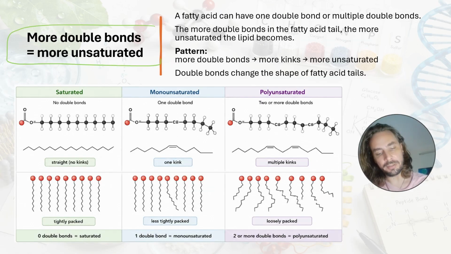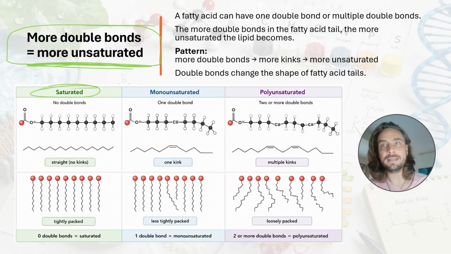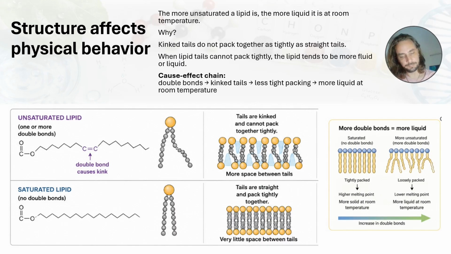Okay, so this structure helps us to determine the lipid properties. The more double bonds means it's more unsaturated. So this is saturated, meaning it has no double bonds. All of these are just one covalent bond between the carbon atoms. If it's monounsaturated, it has one double bond. If it's polyunsaturated, it has many double bonds, two or more.